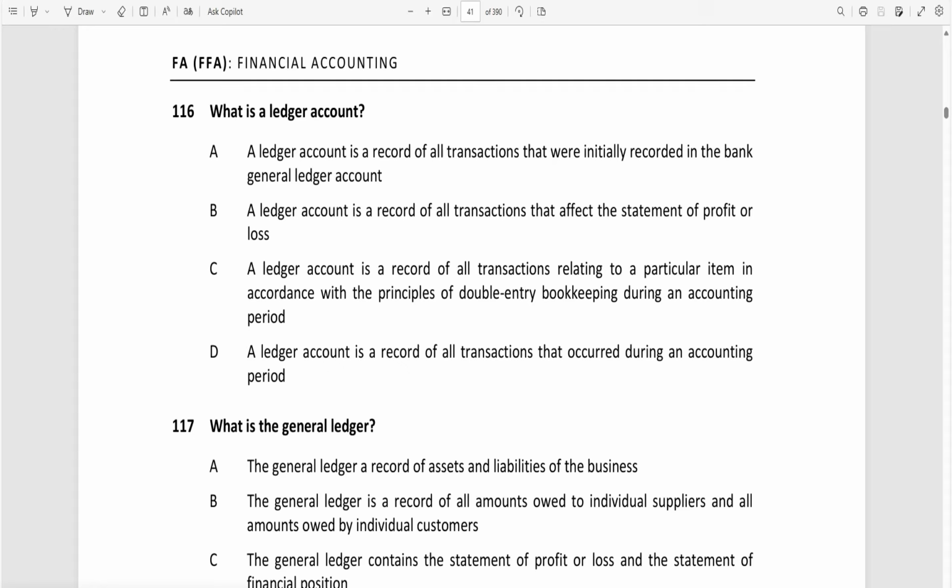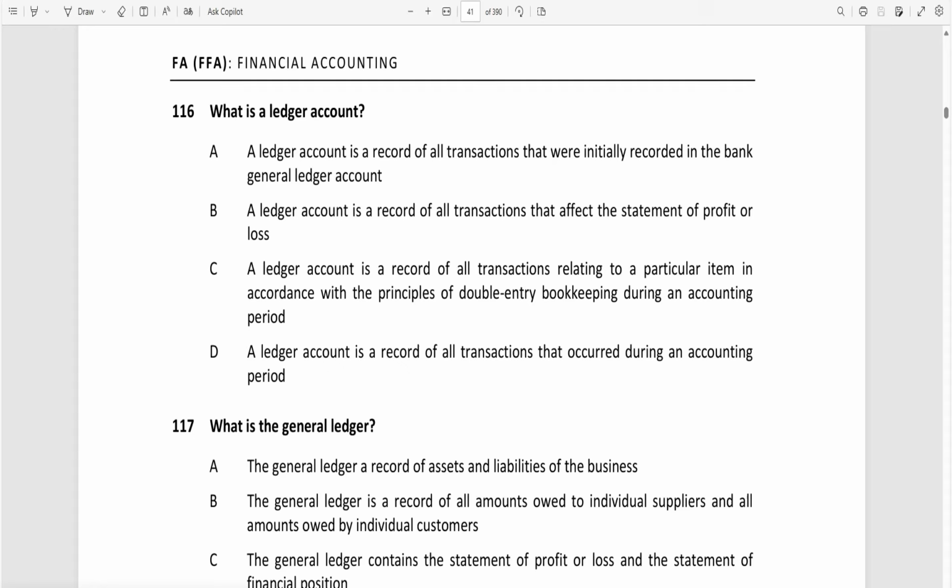C says the ledger account is a record of all transactions relating to a particular item in accordance with the principle of double entry bookkeeping during an accounting period. So basically, this is the definition of the ledger account. It will record all the transactions, whether related to the P&L, balance sheet or cash flow, and we will group them according to their similarity. And one more important thing in the ledger is that debit should be equal to credit, which is under the principle of double entry bookkeeping system, right? So C is correct.